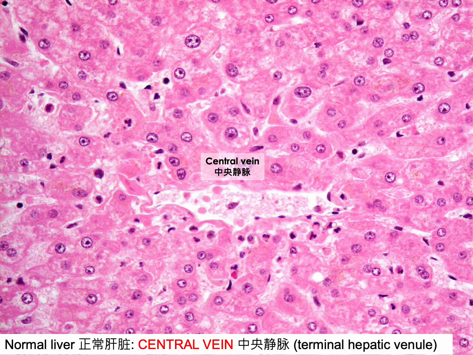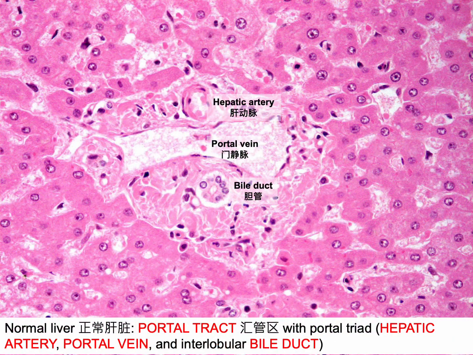This is a high magnification of a central vein, also known as a terminal hepatic venule. This is a high magnification of a portal tract. A portal tract usually contains three structures: the hepatic artery, portal vein, and bile duct, collectively known as the portal triad. These structures are embedded in fibrous connective tissue within the portal tract.